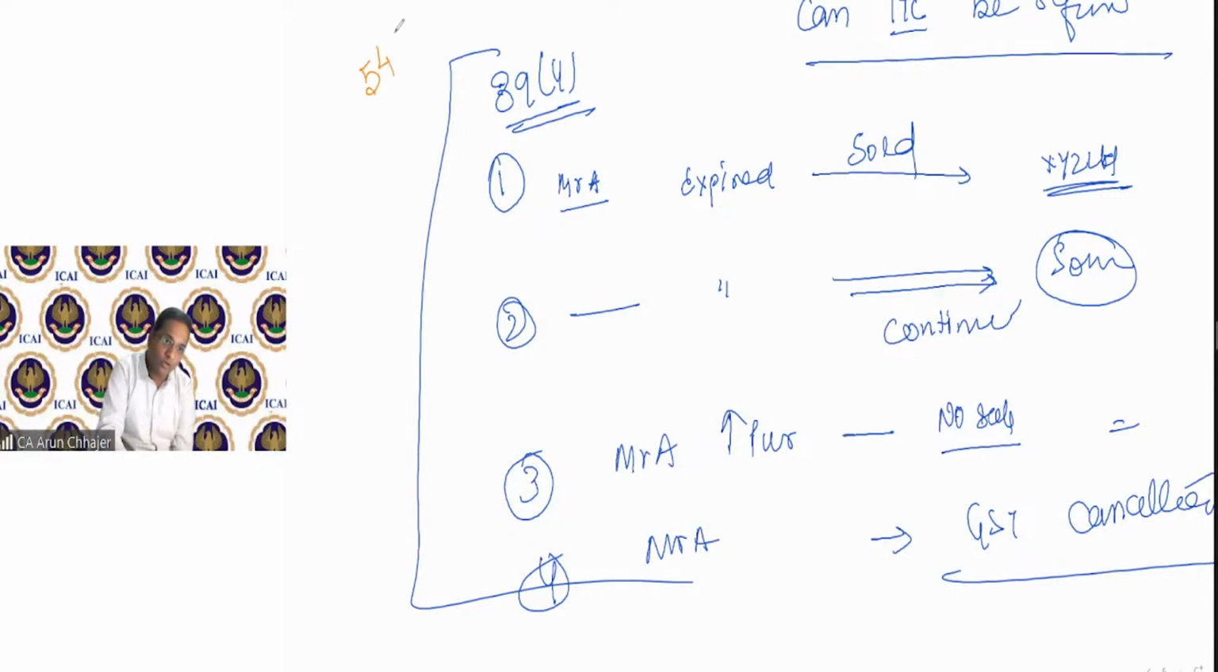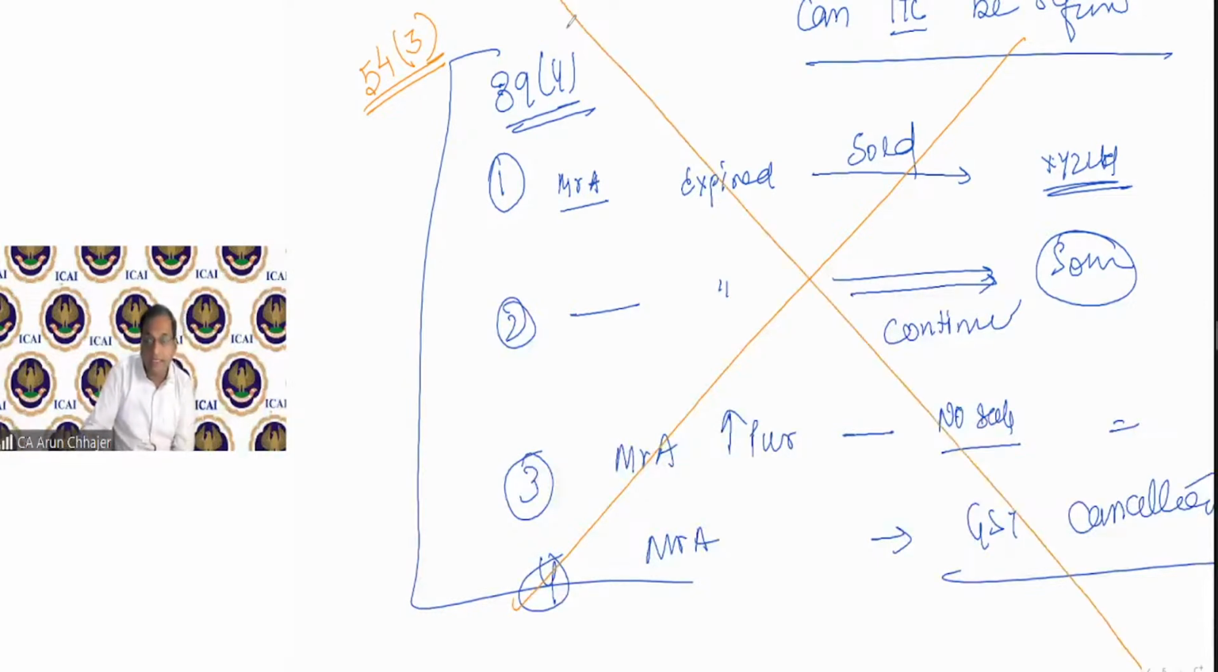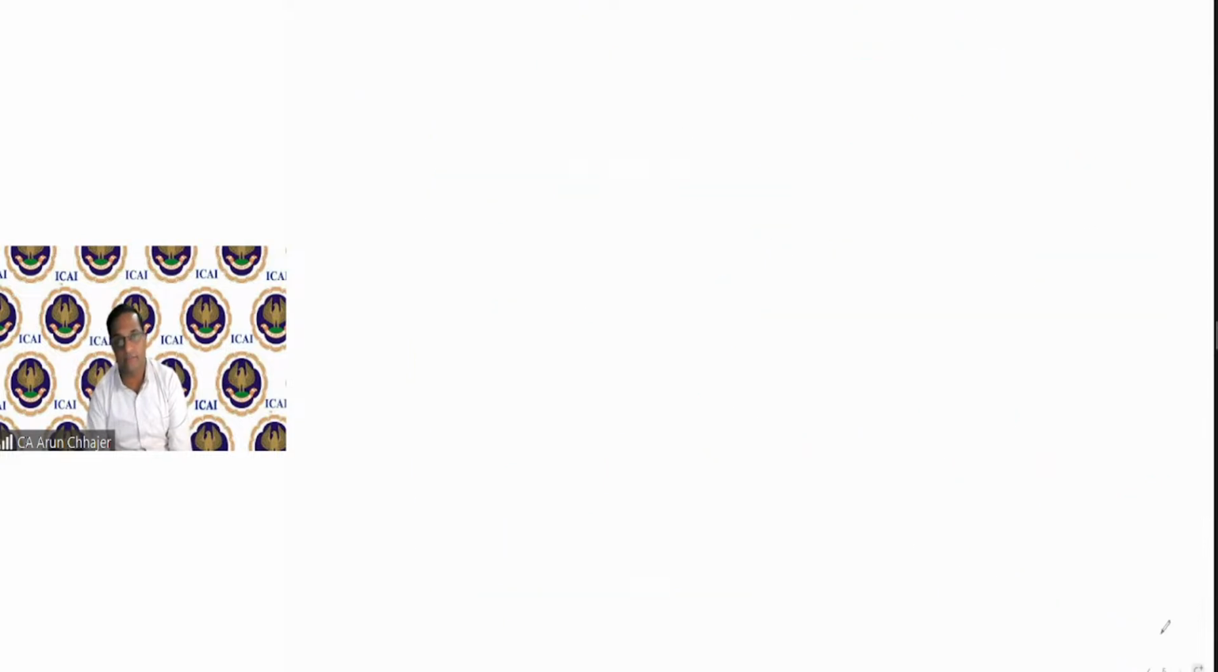Section 54 subsection 3 says, in which case you will get the ITC ka refund. You cannot get the refund of ITC in any situation. In any of the four situations, not entitled to take the refund of ITC.